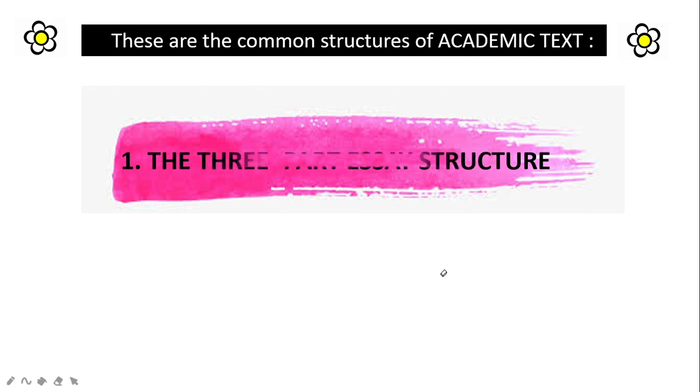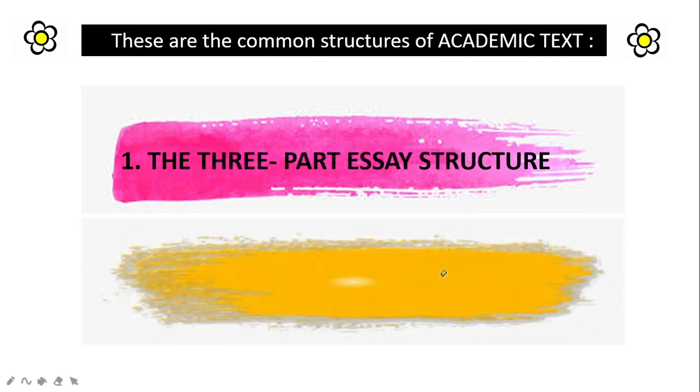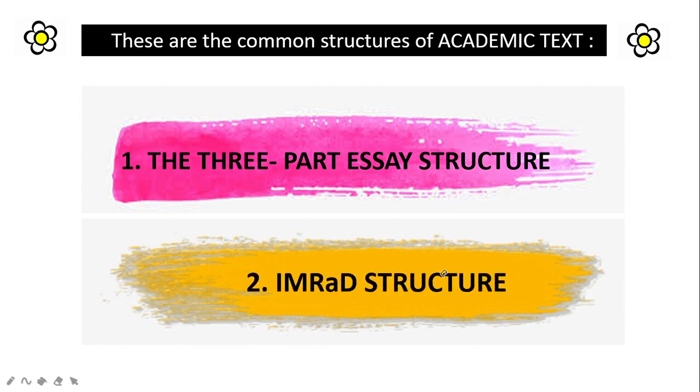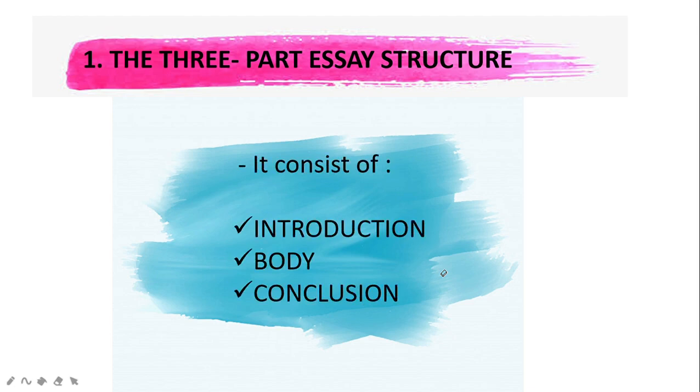Number one is the three-part essay structure. And number two is what we call the IMRAD structure. Let us find out the three-part essay structure. It consists of introduction, body, and conclusion.